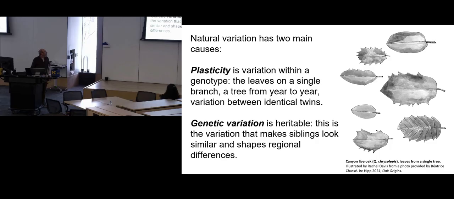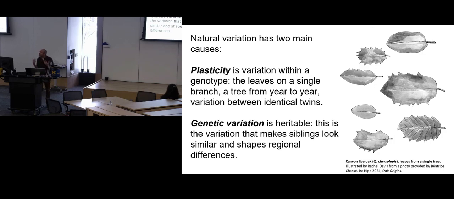Or two main sources. There's plasticity. This is variation within a single genotype. If you take a tree and you clone it and you plant it into six different environments, it's going to grow taller or shorter, have different shaped leaves, produce more or less fruits, just based on the resources that are available at the site. That source of variation is mostly not heritable, aside from some epigenetic effects. Genetic variation, on the flip side, is heritable. This is the variation that is passed down through genes that makes siblings look similar aside from their shared environmental conditions and shapes regional differences.